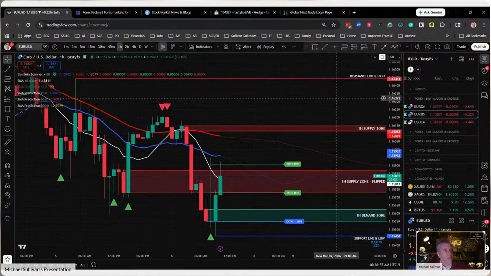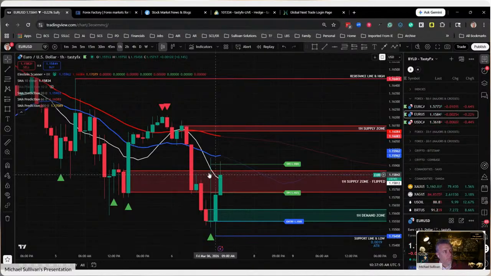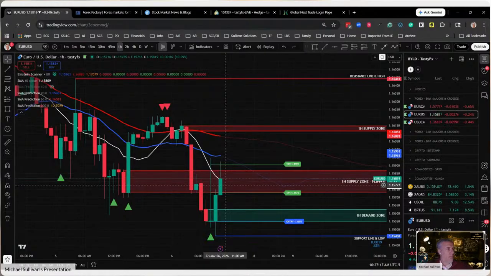All right, so what we've been doing here is we added the resistance line in high, we added a support line in low, we created the demand zone. We had this demand zone earlier. This demand zone right here got flipped into a supply zone. And if this candle closes above it, this will get flipped again into a demand zone. And then the third time it'll be removed.